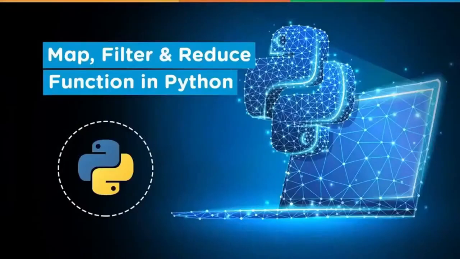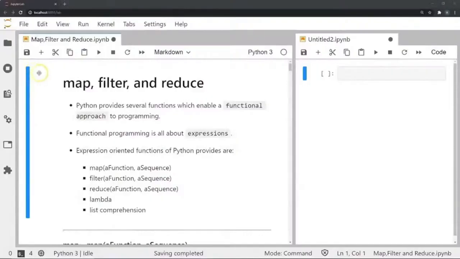In this video, we will be covering the topics of map, filter, and reduce functions in Python. Now, Python provides several functions that enable a functional approach to programming. And since functional programming is all about expressions, some of these expression-oriented functions of Python are lambda functions, list comprehensions, map, filter, and reduce. Now, we've already covered the topic of lambda and list comprehensions. Now, let's cover the topics of map, filter, and reduce.